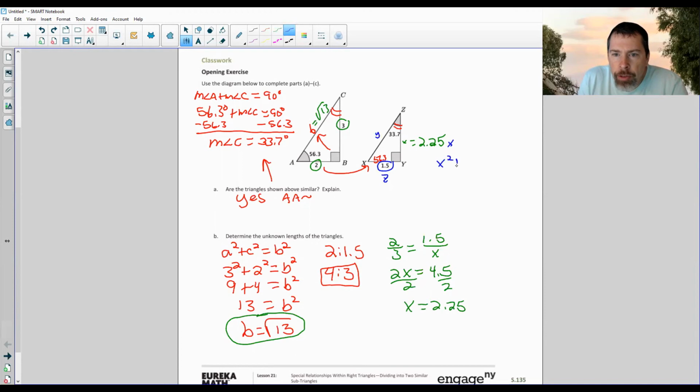So X squared plus Y squared equals, oops, gotta be careful here. Pythagorean theorem, make sure the hypotenuse is always by itself on the other side. X squared plus Z squared equals my hypotenuse Y squared. Plug in our givens. 2.25 squared plus 1.5 squared equals Y squared. For some reason, I can't remember what 2.25 squared is. 1.5 squared is 2.25. But what is 2.25 squared?